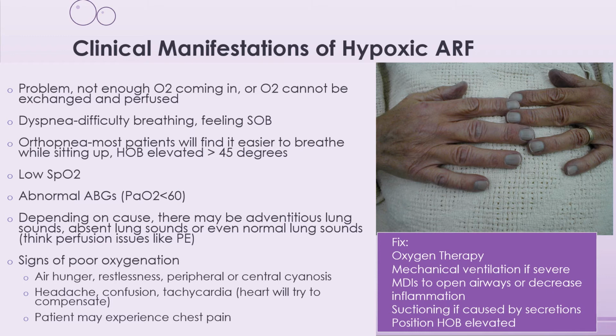So signs of poor oxygenation include air hunger, restlessness, peripheral or central cyanosis. Central cyanosis is cyanosis that, like circumoral, their lips are turning blue or their tongue is turning blue. That's scary. Peripheral cyanosis is those fingertips or toes. Headache, confusion, tachycardia. When we go over perfusion in another lecture or two, the heart always feeds itself first.